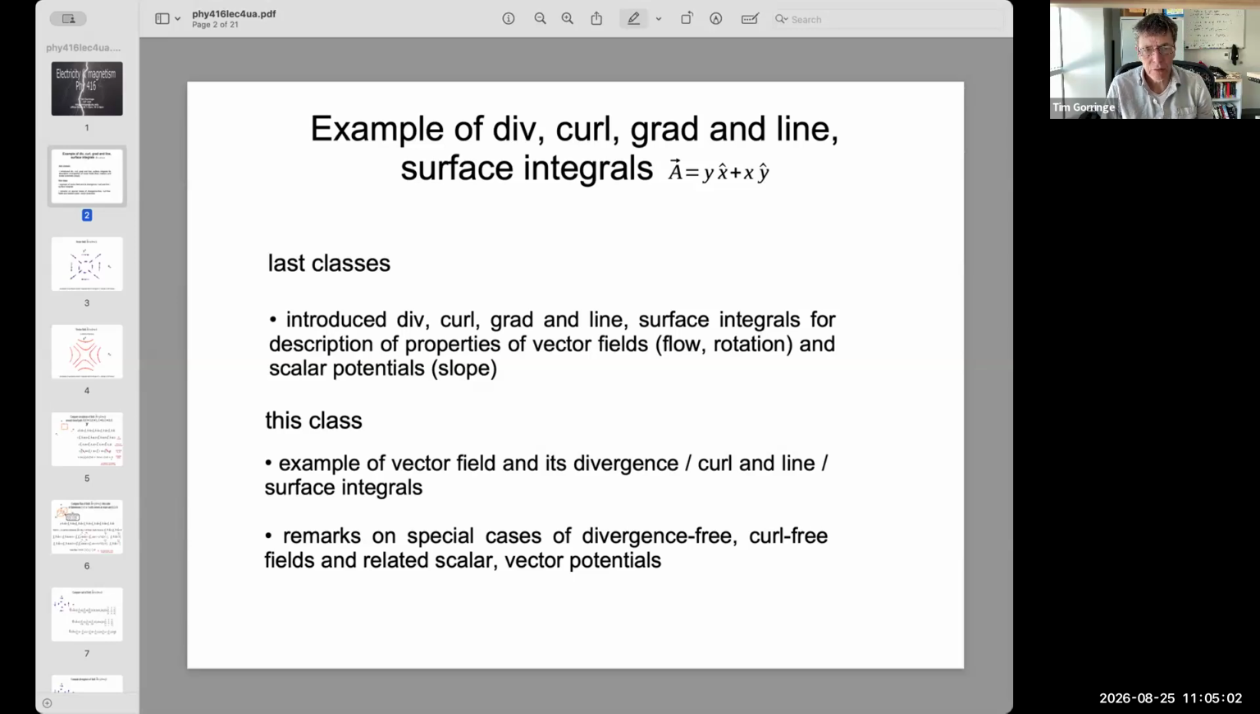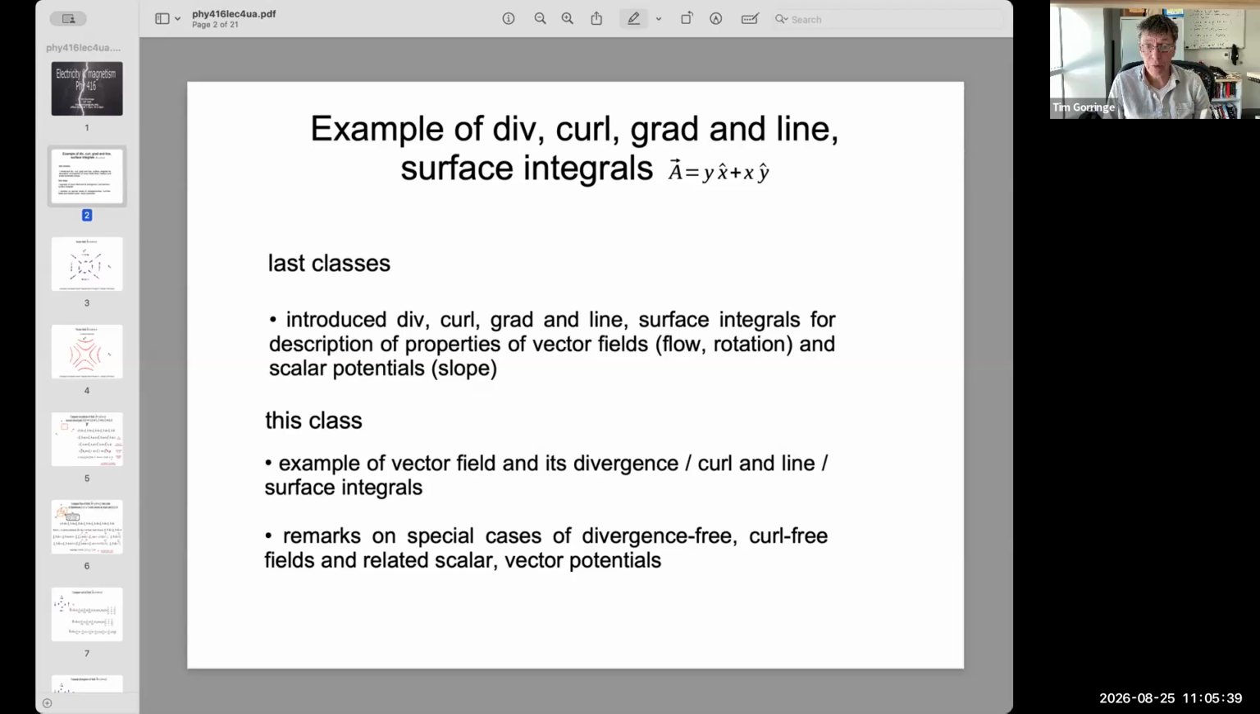In the last classes, we've been introducing a mathematical language of vector calculus, differential vector calculus, integral vector calculus for describing vector fields and also describing scalar fields. We talked about div, curl, and grad in differential vector calculus. We talked about line and surface integrals for integral vector calculus.